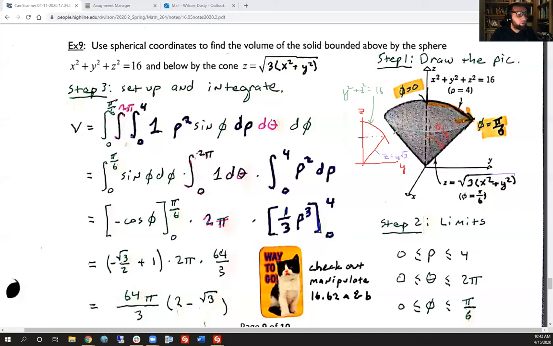So if I set these two equal to each other, I would get y squared equals 3, or y squared plus 3y squared. Y equals 2 where they meet each other. If you plug that in, that's going to make z equal to 2 root 3, right? Yeah, square root of 12. Okay.